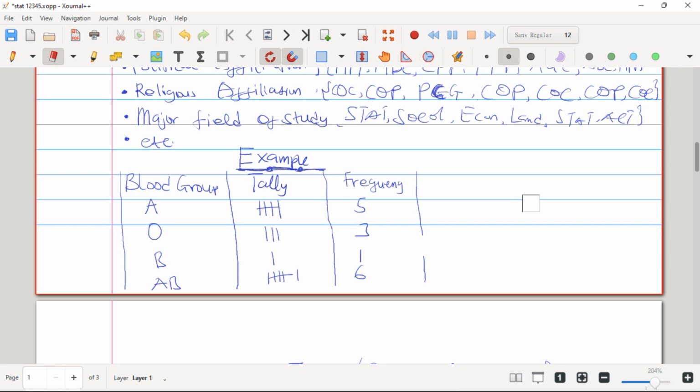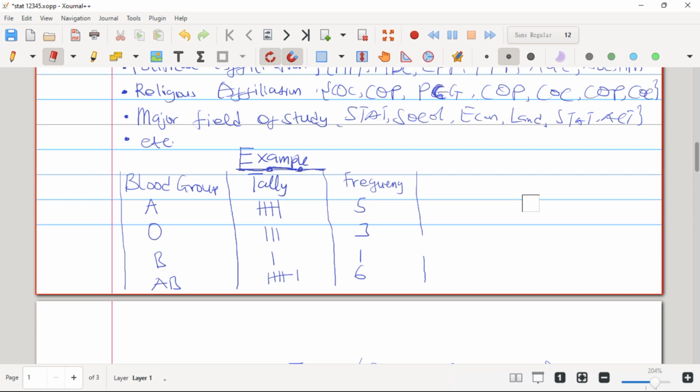And then we have this frequency distribution. This is a typical example of a categorical frequency distribution. Here we have been given blood groups, and we have constructed a frequency distribution for them. For blood group A, we have 5 individuals. For blood group O, about 3 individuals. For blood group B, about 1 individual. For blood group AB, about 6 individuals. So this is a typical example of the frequency for a given blood group.